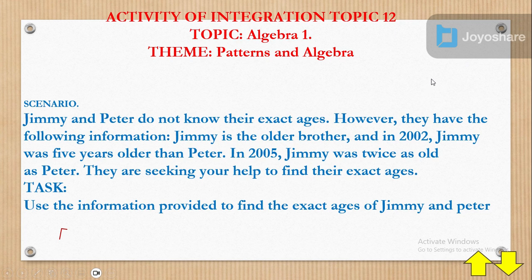So they're saying Jimmy and Peter do not know their exact ages. However, they have the following information. Jimmy is the older brother, and in 2002, Jimmy was 5 years older than Peter. Okay. In 2005, Jimmy was twice as old as Peter. Alright, they are seeking your help to find their exact ages. Task: use the information provided to find the exact ages of Jimmy and Peter. So this is a bit simple. Let's get there.